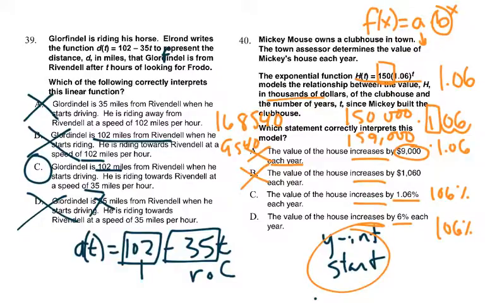But is the house increasing by 106%? No, because that would mean you would add that amount to this to get our total amount. Okay? So at 100%, it would stay, we would add 105,000 to it. But we're only growing by that 0.06. That's where the growth is coming from. So it's actually D.